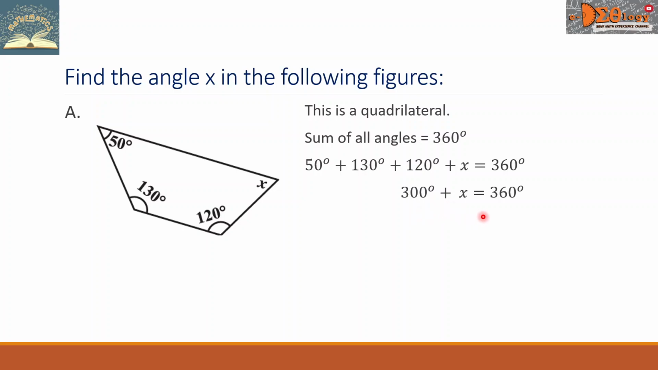Then plus x equals 360 degrees. We transpose 300 degrees to the right, so we have x on the left equals 360 degrees minus 300 degrees. And the difference is 60 degrees. This is the value of the angle x.